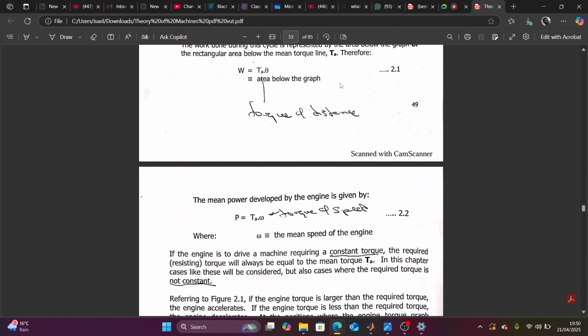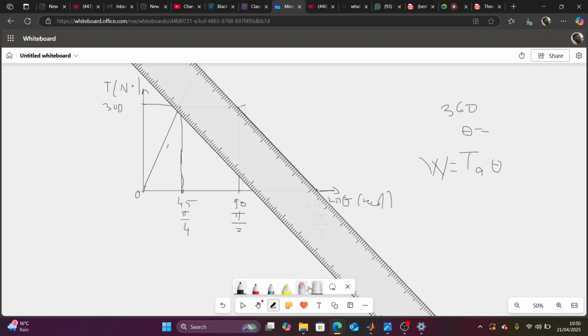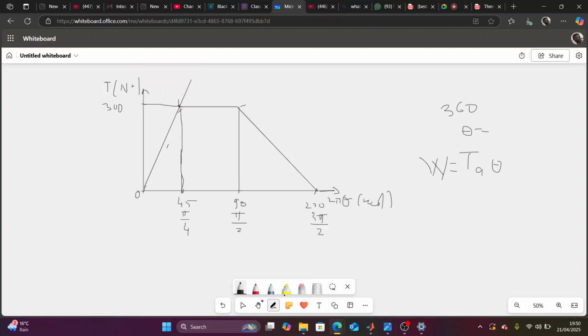Now, the work done is the area below the graph. Power is equal to mean torque multiplied by omega. Let's write this formula. We know that work done is equal to mean torque multiplied by theta. I usually call it T mean. I don't like writing it T-A, but I don't think it does matter. Now, what is next? Power. What is power again? T mean multiplied by omega.